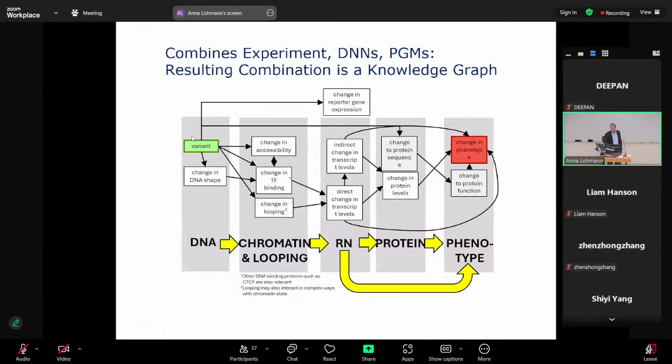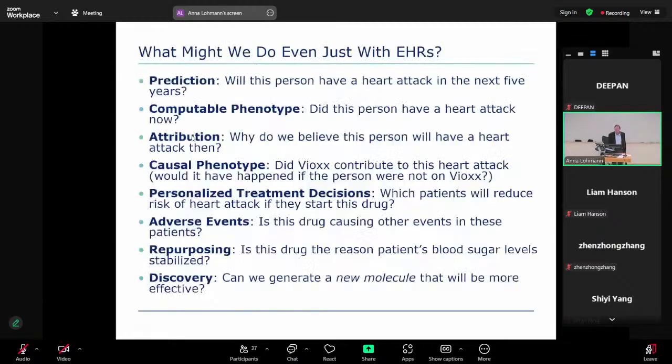So this is kind of a picture again of what IGVF is trying to build. And those existing knowledge graphs can also be brought into this foundation model potentially. But what if we just had EHR data? There are a lot of questions we might want to answer from a foundation model that in the past we've had to handle as one-off machine learning tasks. Prediction: will this person have a heart attack in the next 5 years?